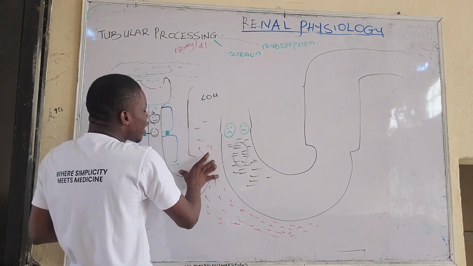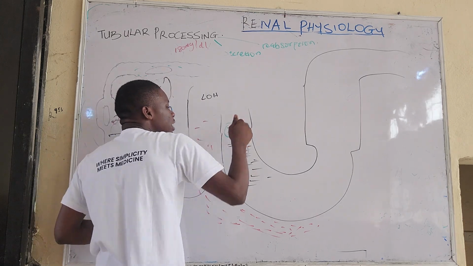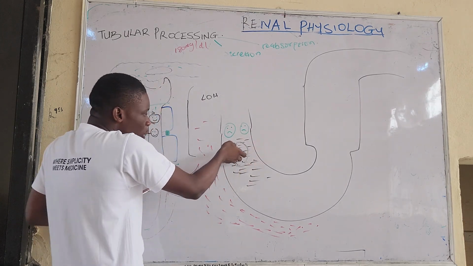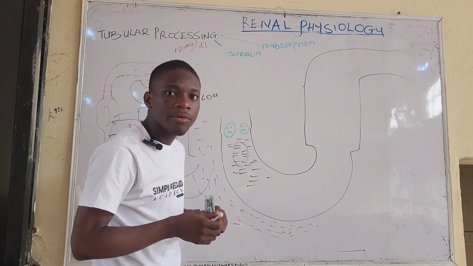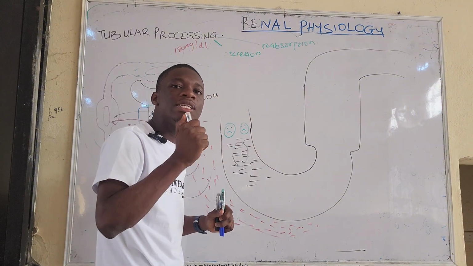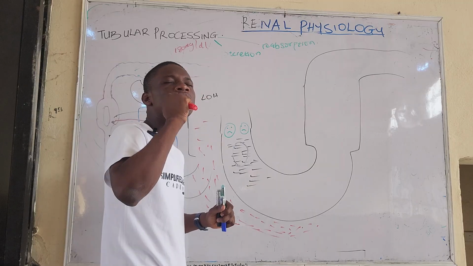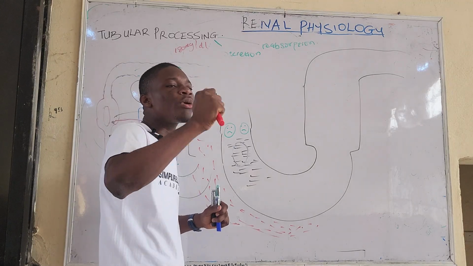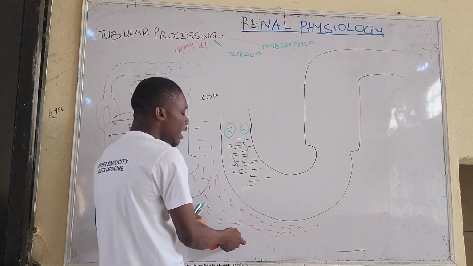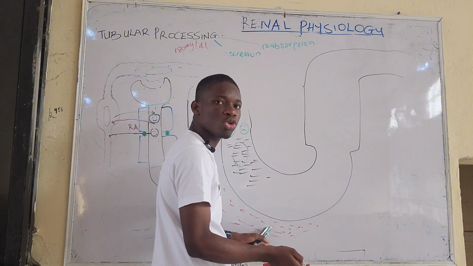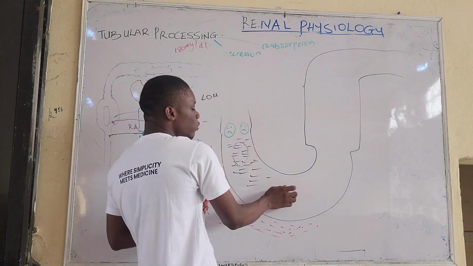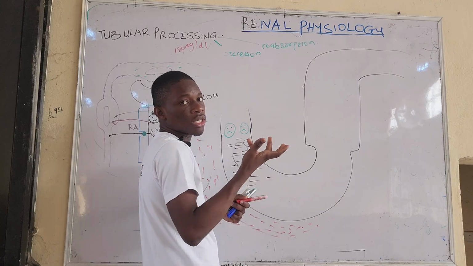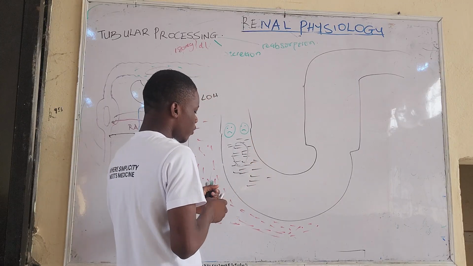Now, because it's highly concentrated with solute, water will leave the tube. At the thin descending loop of Henle, what is leaving? Water. Water is leaving at the thin descending loop of Henle. Why? Because the external part contains a lot of solute. Are you following me? Water is leaving. Now when water leaves, the fluid is going to become more concentrated. Are you following me?